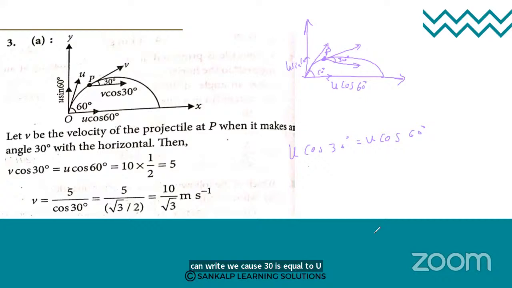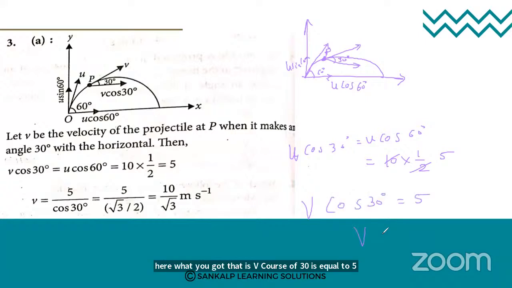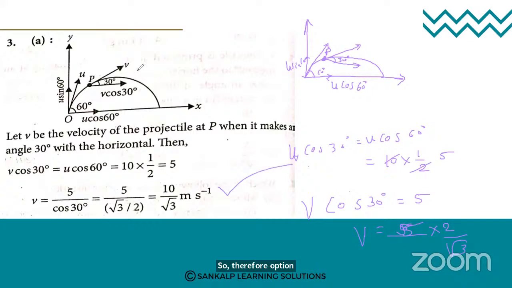So if we substitute the initial velocity as 10, cos 60 is 1 by 2, so it's 5. Therefore v cos 30 is equal to 5, so v is equal to 5 divided by cos 30. Cos 30 is nothing but root 3 by 2. Taking the reciprocal, it becomes 2 divided by root 3, so 5 times 2 is 10. Therefore option A is the correct answer.